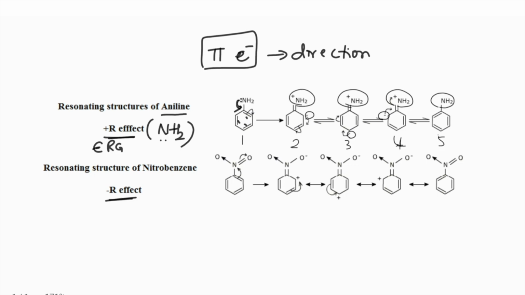Hence such an effect is considered the plus R effect, and the resonance hybrid is the benzene ring with a circle inside and the NH2 group on top. This is the resonance hybrid, which is the most stable form. While donating electrons, the amine is creating negative charge at two different positions.